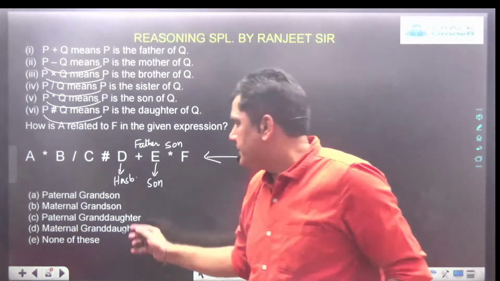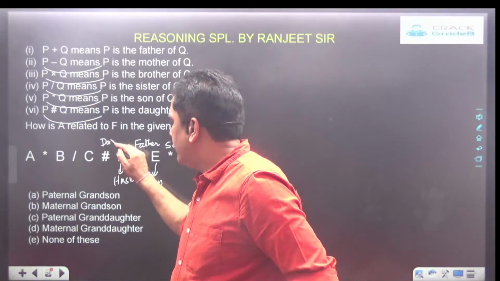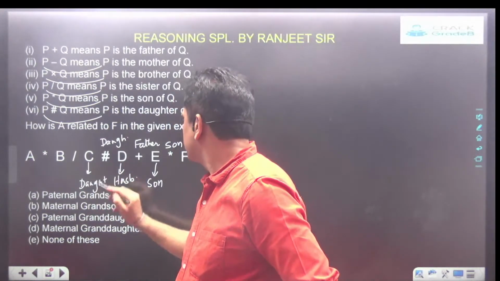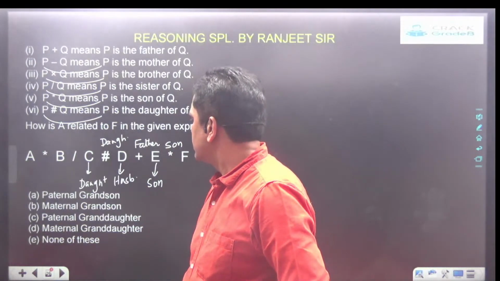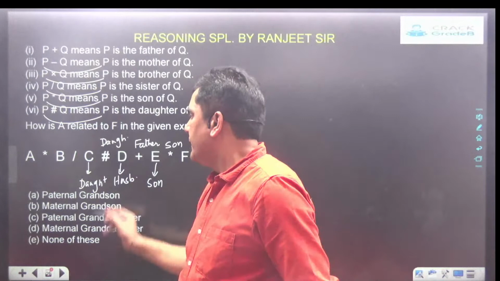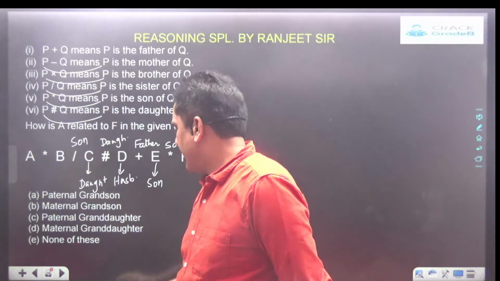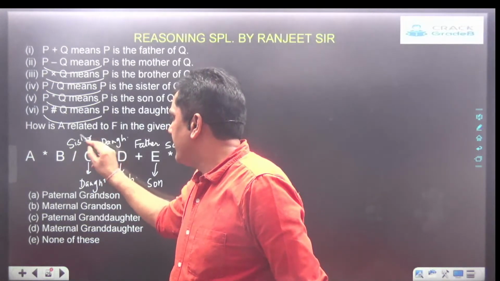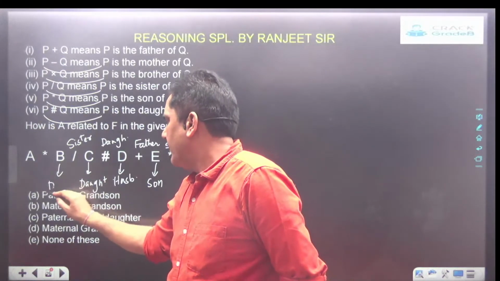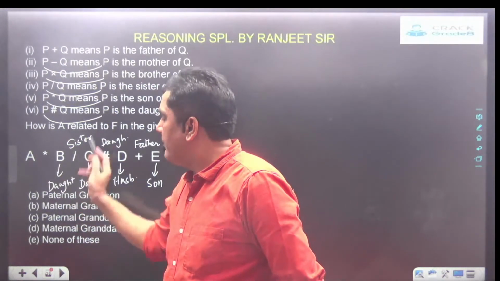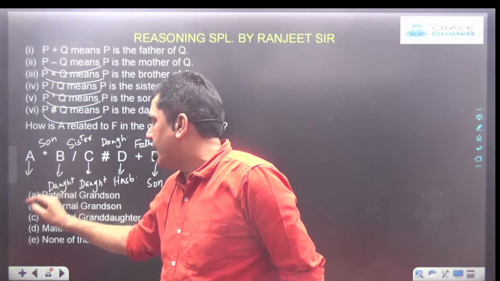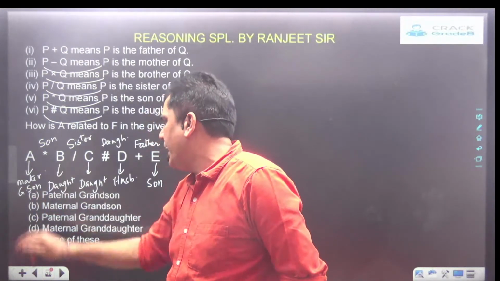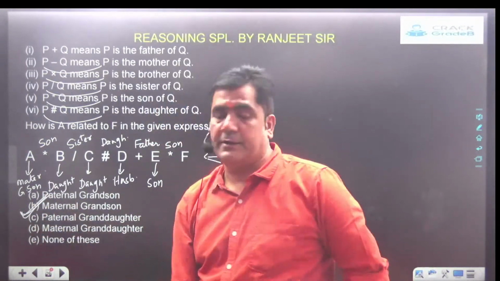Clear? Next one. My husband's daughter will be my daughter. My daughter's sister will be my daughter. And my daughter's son is nothing but my maternal grandson. So A is nothing but my maternal grandson, B.